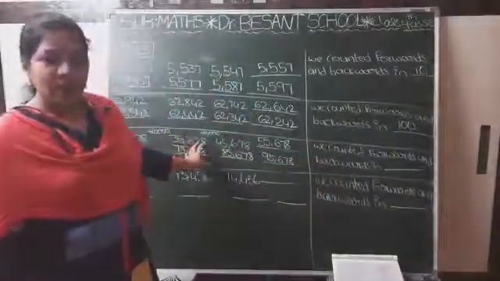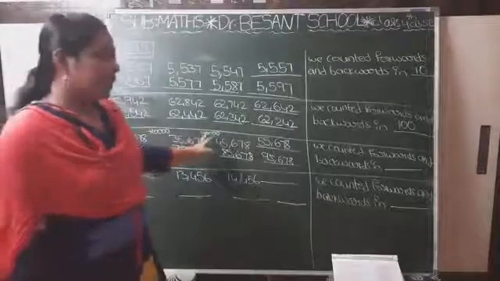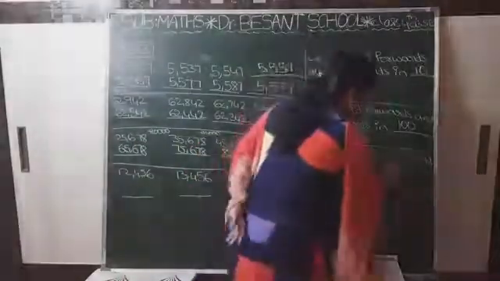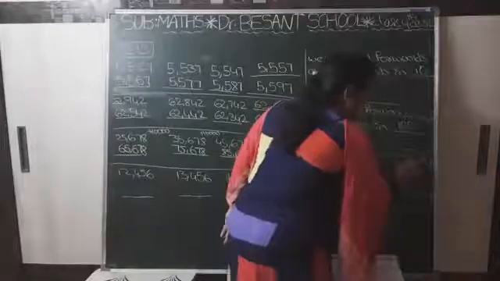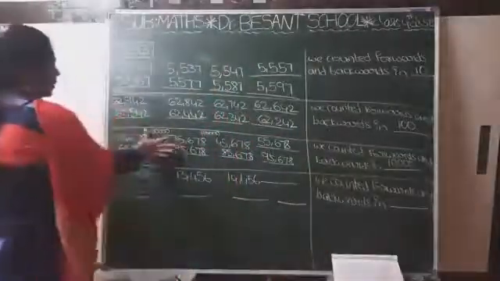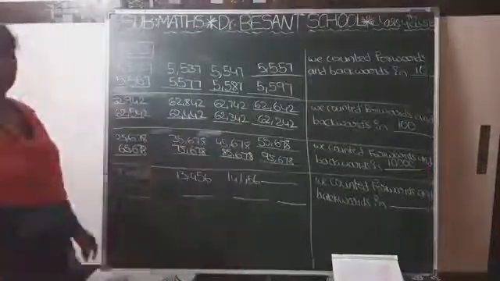Here what is forwarding and backwarding counting here? Here 10,000 we are adding. That's why we counted forwards and backwards in 10,000. You should write here 10,000. Okay, that is the next problem. Now you have to do that one on your own.